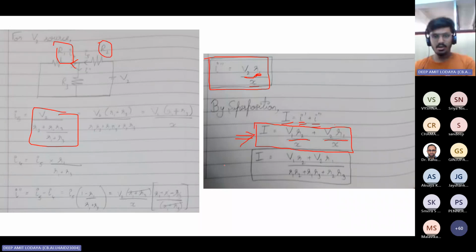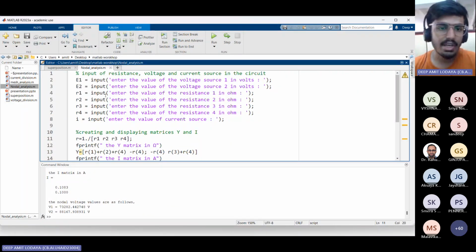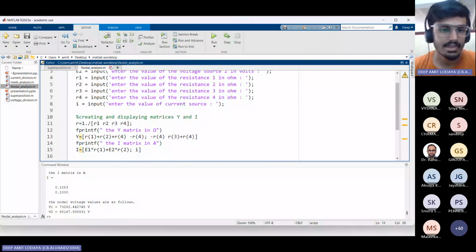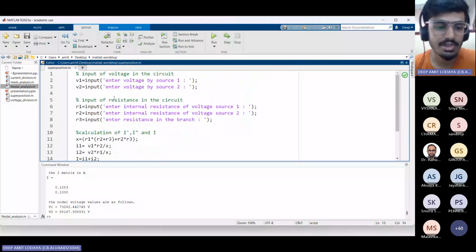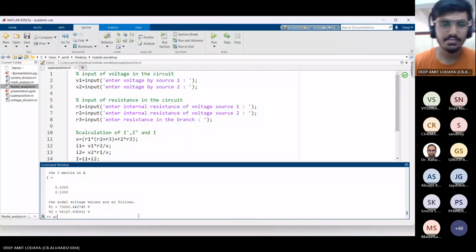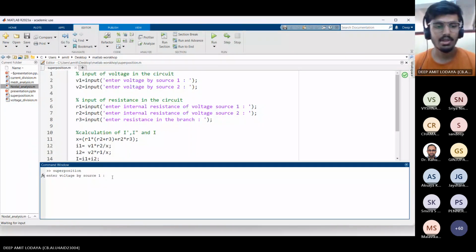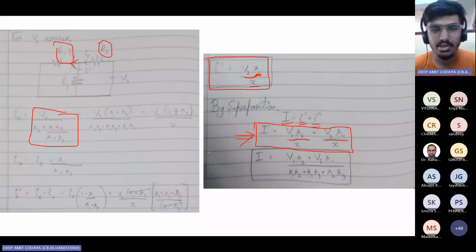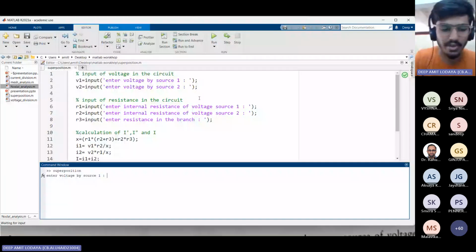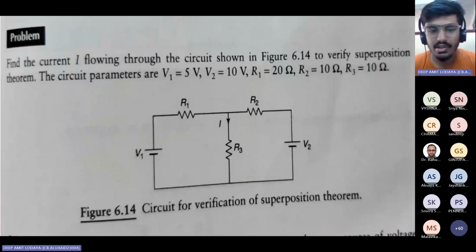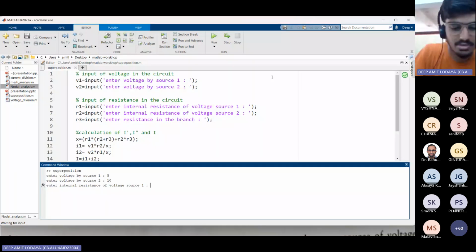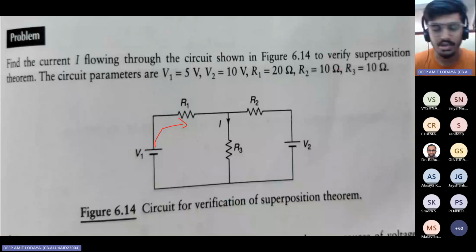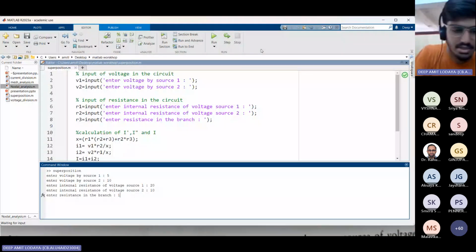So now to implement this in MATLAB, let's run it. So first we have some voltage sources. The first voltage source is 5 volts. The second voltage source is 10 volts. The internal resistance for V1, which is basically this R1, is 20 ohms. Similarly, R2 is 10 ohms and R3 is also 10 ohms.